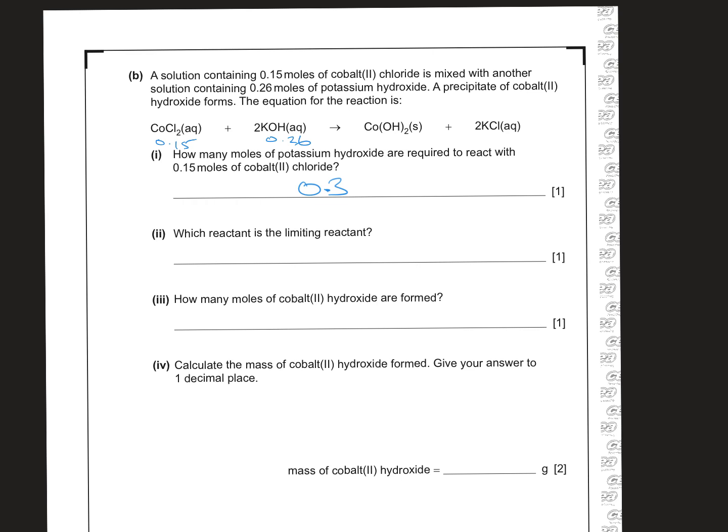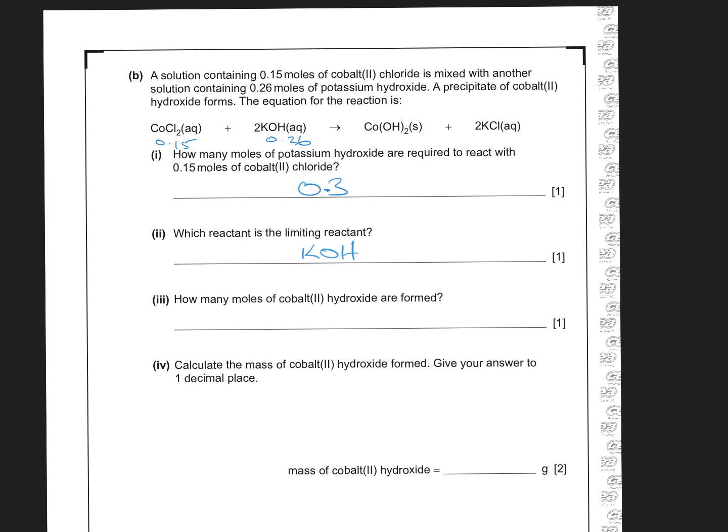Part 2, which reactant is limiting? Well, we've just established that we have 0.15 moles of the cobalt 2 chloride, and it will react with 0.3 moles of potassium hydroxide. Now from the question, there are only 0.26 moles. So we don't have enough moles to react. Remember, to react with this, we need 0.3 moles of potassium hydroxide. But we only have 0.26 moles, so we don't have enough. Therefore, the potassium hydroxide is limiting.